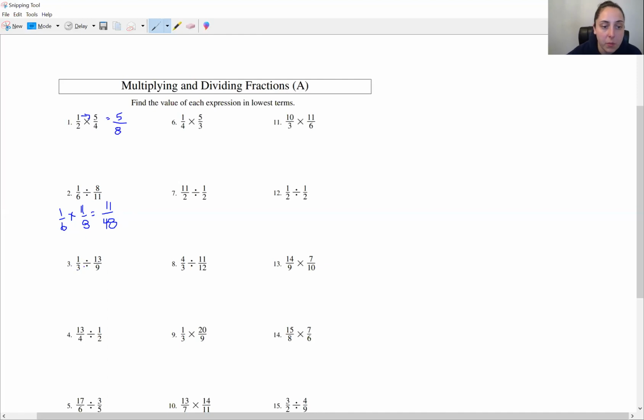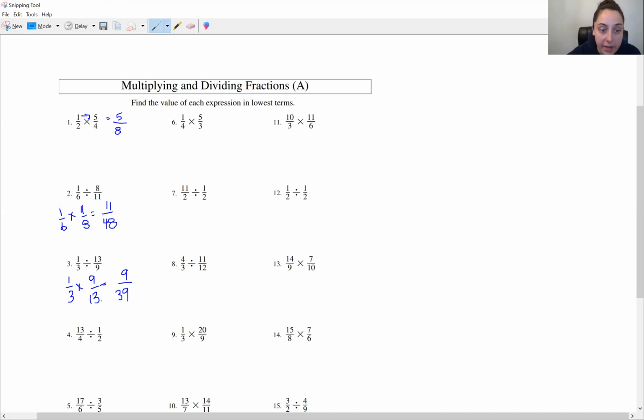All right, so the way that you're going to do this question here, we have 1/3. The first one stays the same, so 1/3. We flip and multiply, so we change this to a multiplication, and we're going to flip this 13/9 to a 9/13. And then we go ahead and we multiply. 1 times 9 is 9 over 3 times 13, which is 39.